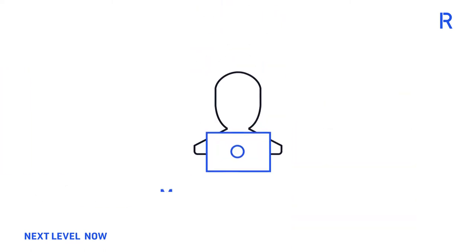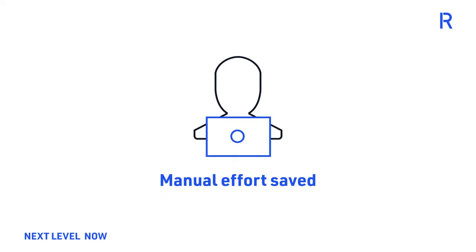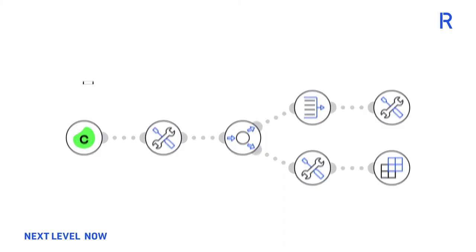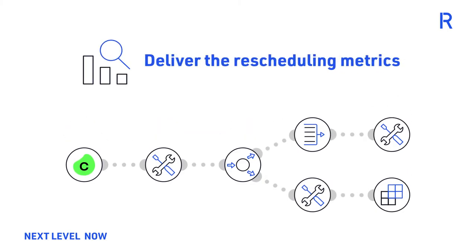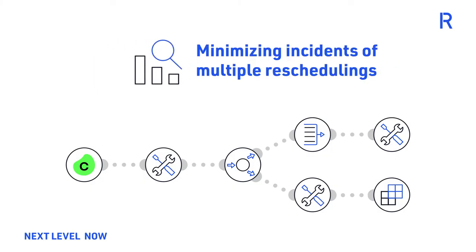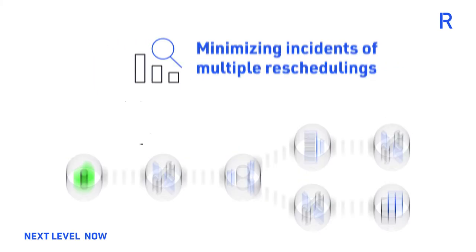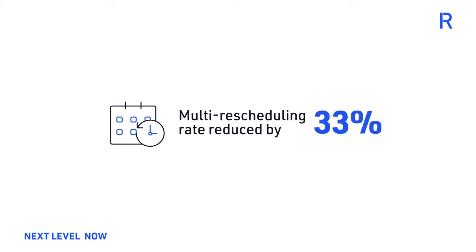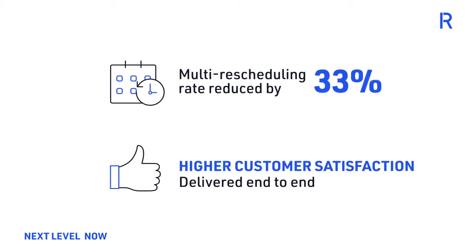Besides saving the manual effort involved in checking whether and how often a sales order item was already rescheduled, Reboyo leveraged Celonis' action flow to regularly and automatically deliver the rescheduling metrics, minimizing incidents of multiple reschedulings and helping our client reduce their multi-rescheduling rate by 33%, delivering a much higher customer satisfaction end-to-end.